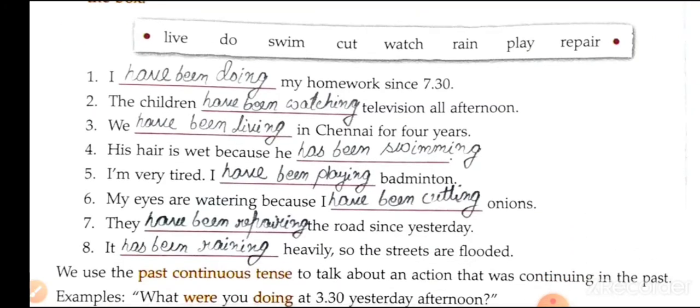I have been doing my homework since 7:30. The children have been watching television all afternoon. We have been living in Chennai for 4 years. His hair is wet because he has been swimming.